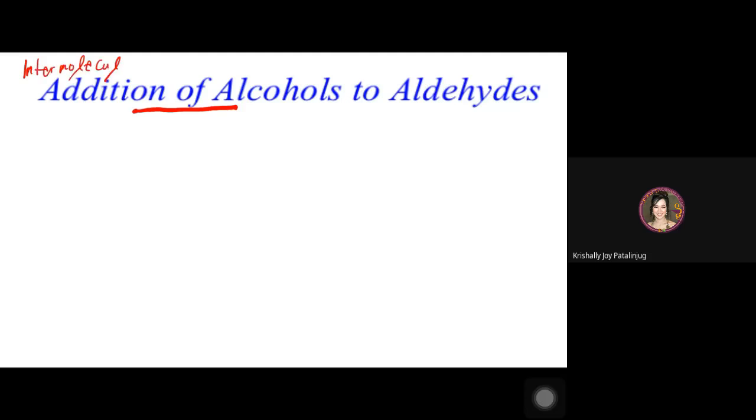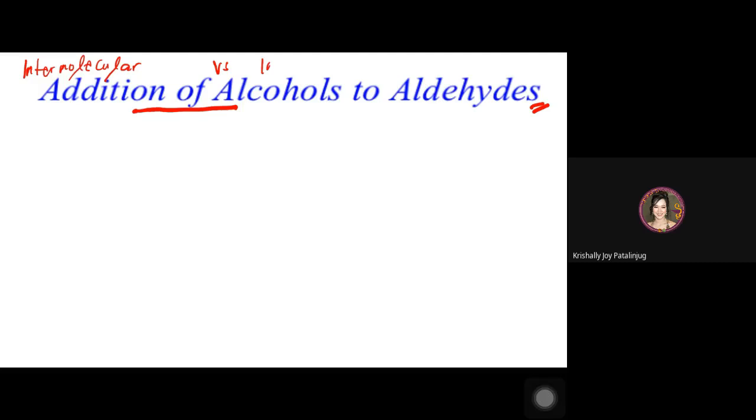intermolecular addition of alcohol. To aldehydes first. So mag-start sa with aldehydes. So again, unsa ang gi-add nga nucleophile? Alcohol. Ma'am, unsa ng intermolecular? Intermolecular, meaning to say you are interacting one compound to another compound. So it involves 2 or more compounds. That's intermolecular. You are interacting.